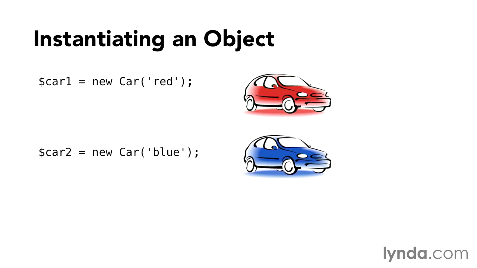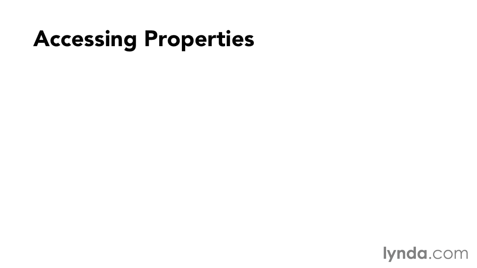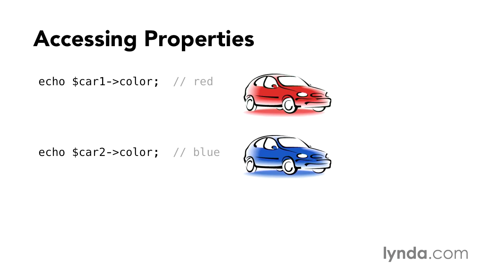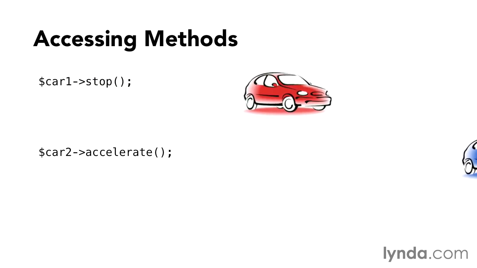this time it's blue. You access an object's properties using the arrow operator, which consists of a hyphen and a greater than symbol. Just append the arrow operator to the variable that contains the object, followed by the name of the property. The arrow operator is also used to call an object's methods. So if car objects have stop and accelerate methods, you can make car1 stop, while car2 accelerates away.